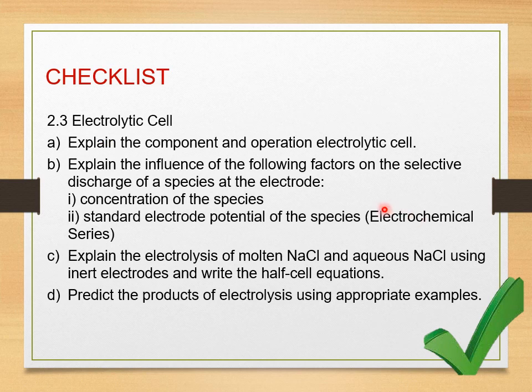That's it for electrolytic cell. For the next lesson, we are going to learn how to calculate the mass or the volume of the product being discharged at anode and cathode.